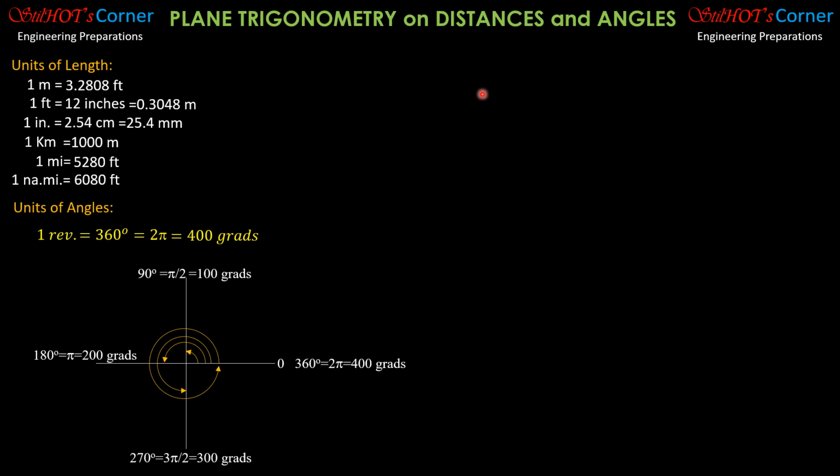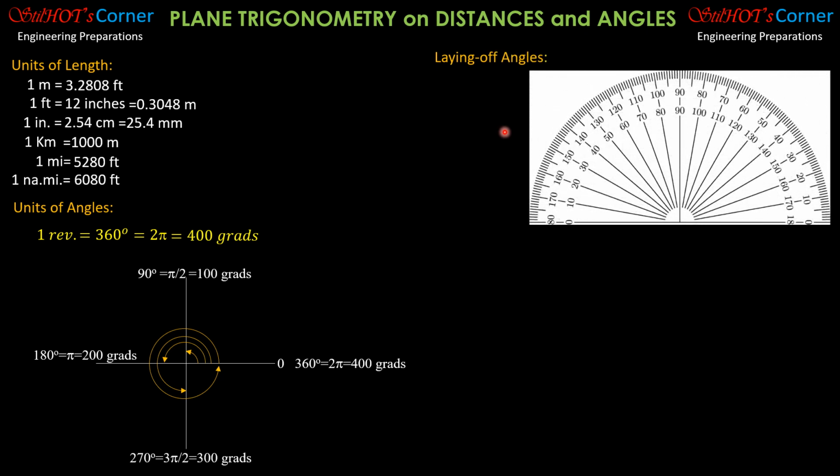Next, let's have the shape of the protractor so that we can lay off angles accurately. This is the picture of the protractor. It begins with 0 here, 10, 20, 30, and so on until 180 degrees. Then we also have this marking in the clockwise direction. But remember, the positive direction of measuring angle is counterclockwise, and if it is clockwise, it is negative.